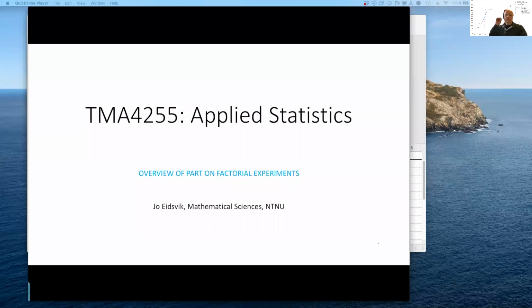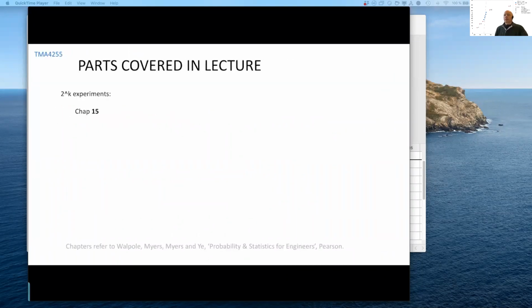Okay, welcome to this lecture on applied statistics with an overview of factorial experiments. This is covering chapter 15, or large parts of chapter 15, with 2 to the power k experiments in this book by Walpole, Myers, and Ye.